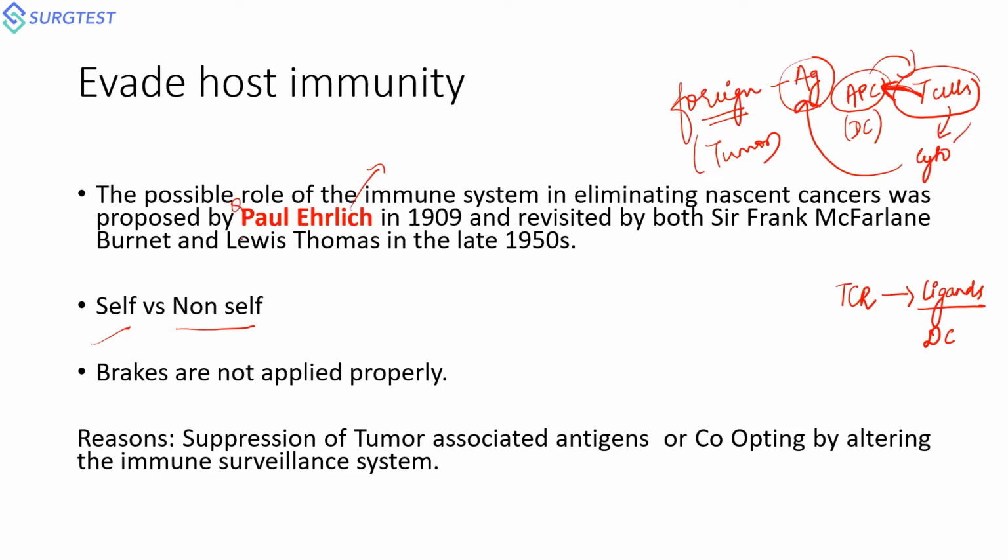Paul Ehrlich was implicated in identifying tumor immunogenesis. He was the father who gave the concept of tumor immunogenesis. He is also the great person called the father of chemotherapy. This was later revisited by both McFarlane and Lewis Thomas, who gave further theories and postulates to substantiate what Ehrlich had proposed, and it was accepted.